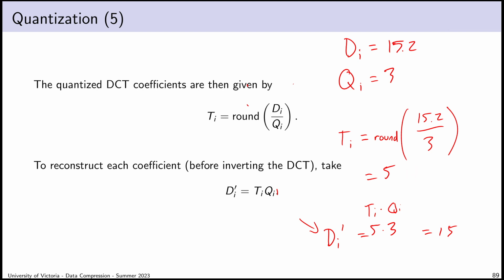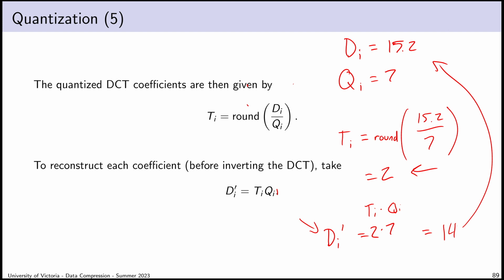I want to do at least one more. Let's try a quantizer value of 7. So 15 over 7 would round down to 2. The two nearest multiples of 7 are 14 and 21, so I'm going to assume it rounds down to 2. So I send the value 2 to the decompressor. And to recover it, the decompressor takes 2 and multiplies it by 7 and gets 14. I'm sending a very low magnitude value. In exchange, I might have a large error that results.